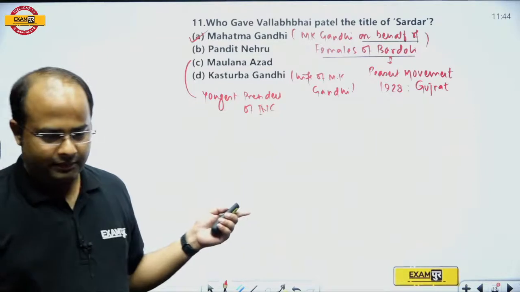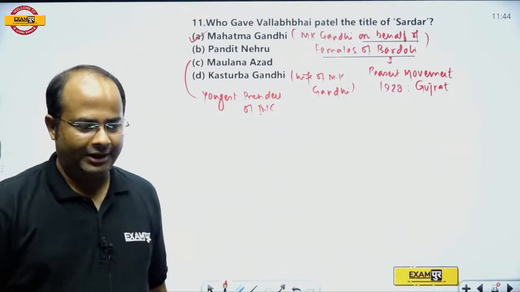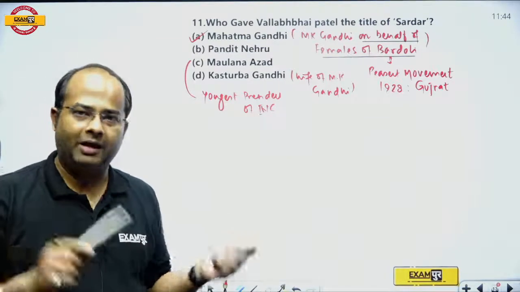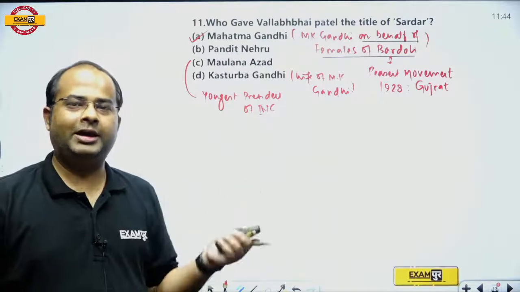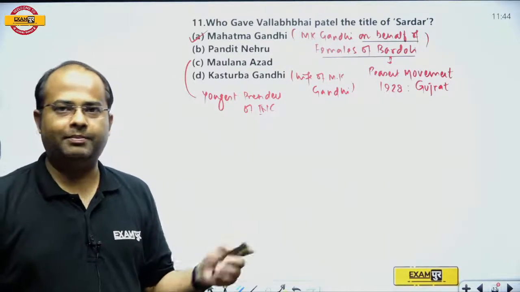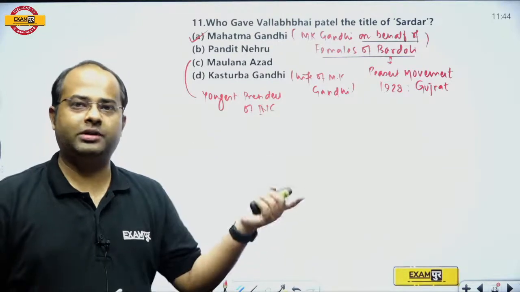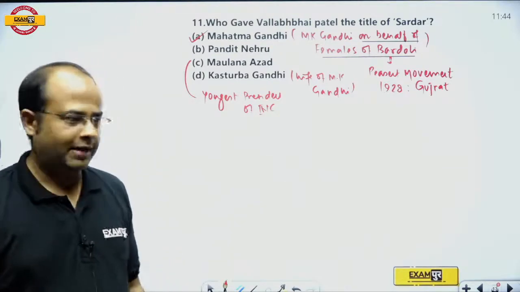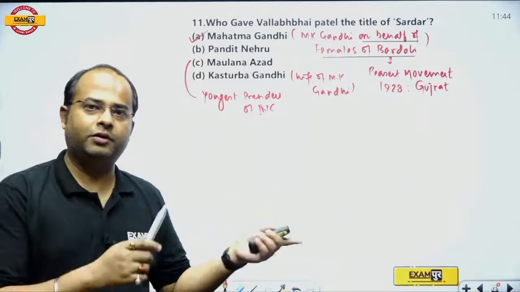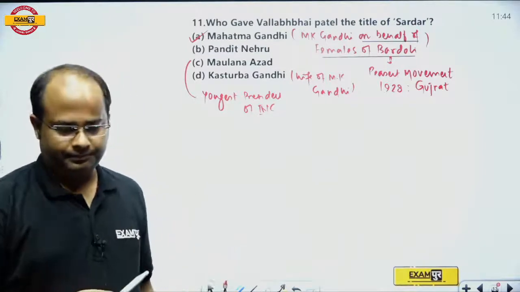So the correct answer will be, guys, option 1, that is Mahatma Gandhi. On behalf of the females of Bardoli, he gave the title Sardar to Vallabhbhai Patel, and Vallabhbhai Patel is also known as the Bismarck of India because he worked for the unification of India, as Bismarck worked for the unification of Germany.